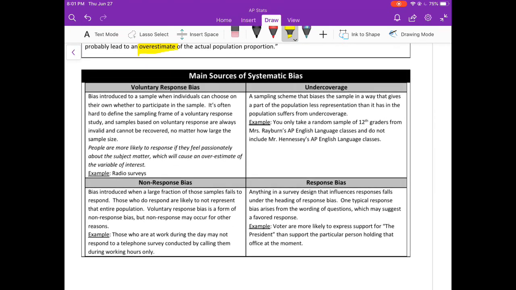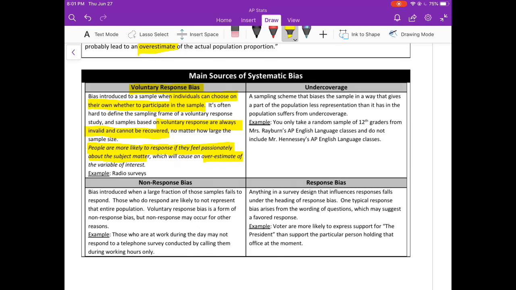So we're going to go ahead and talk about the main sources of systematic bias. There are 4 different sources that we're going to go over in our class. So the first one is voluntary response bias. Bias introduced to a sample when individuals can choose on their own whether to participate in the sample. It's often hard to define the sampling frame of a voluntary response study, and samples based on voluntary response are always invalid and cannot be recovered no matter how large the sample size. People are more likely to respond if they feel passionately about the subject matter, which will cause an overestimate of the variable of interest.